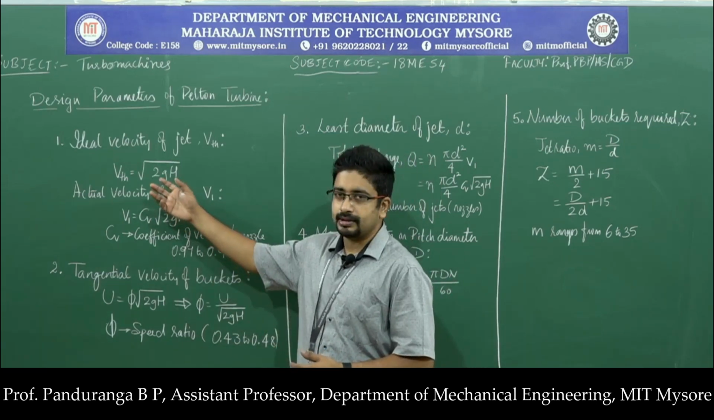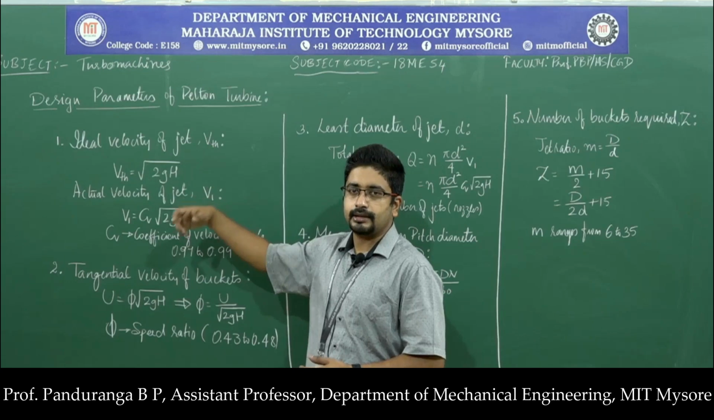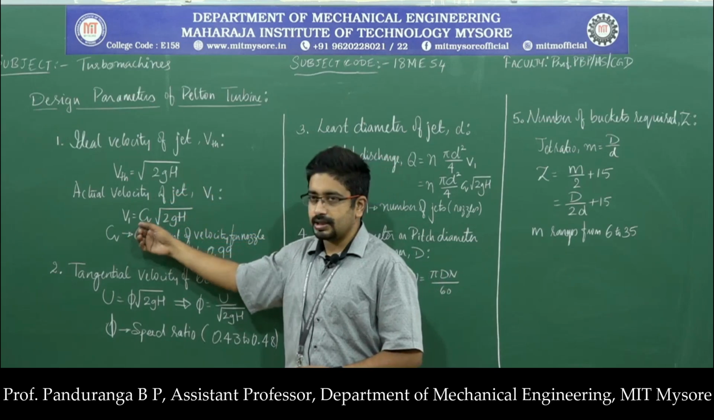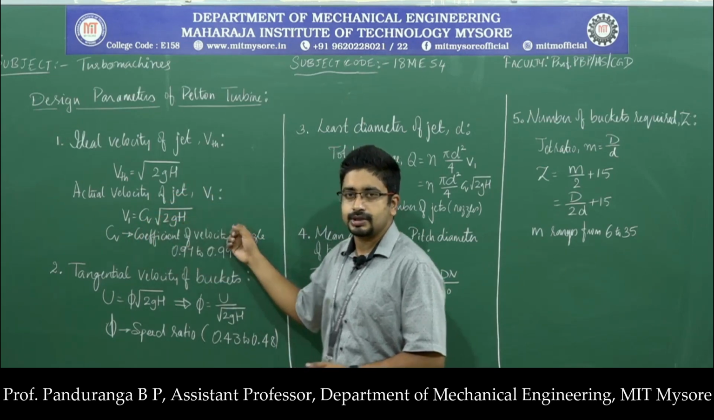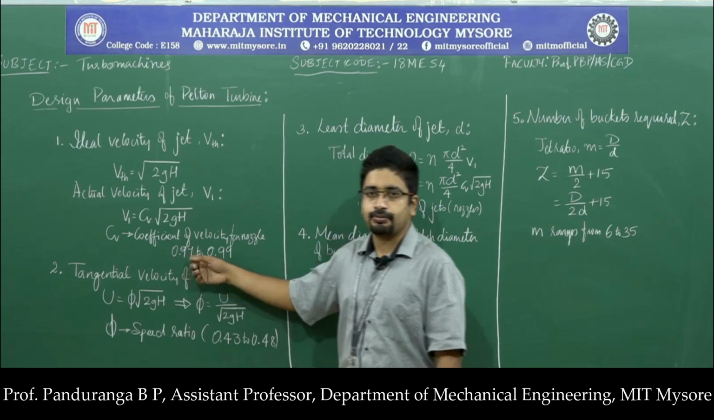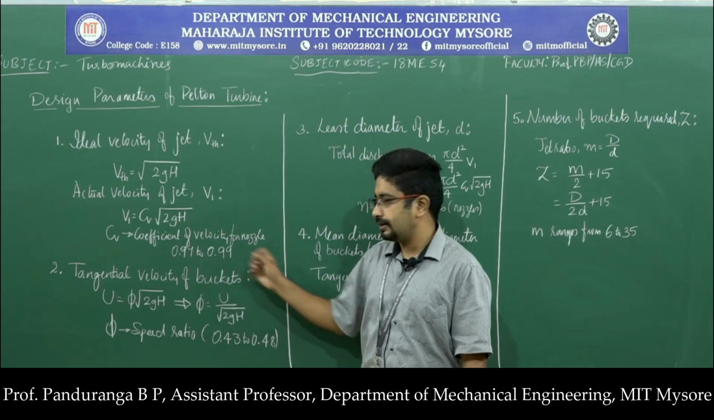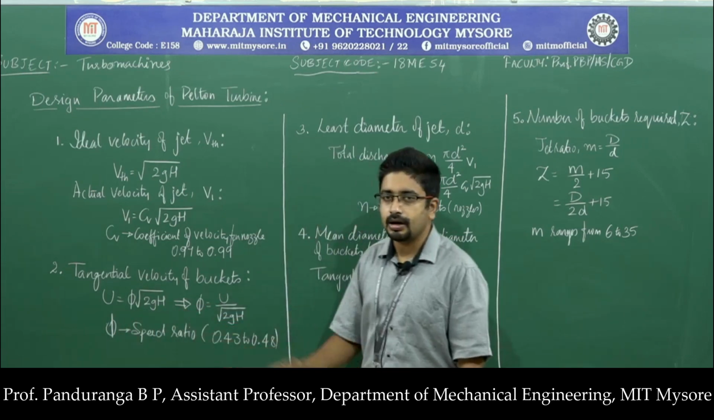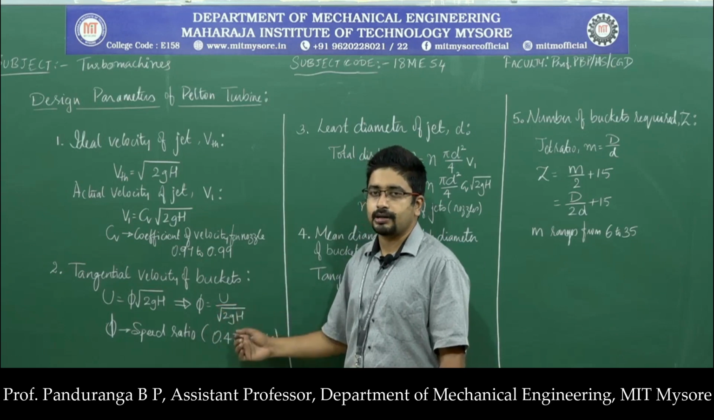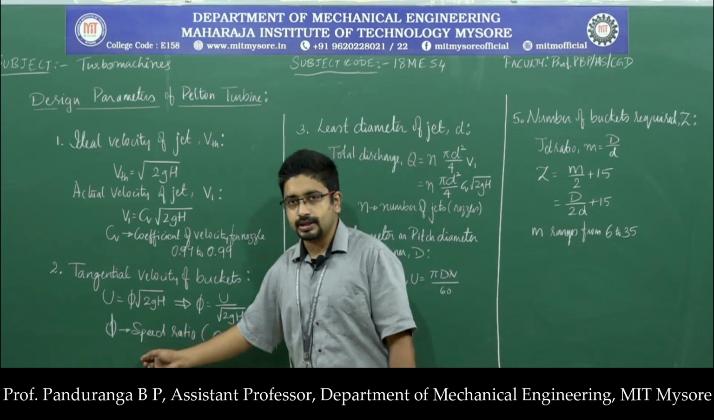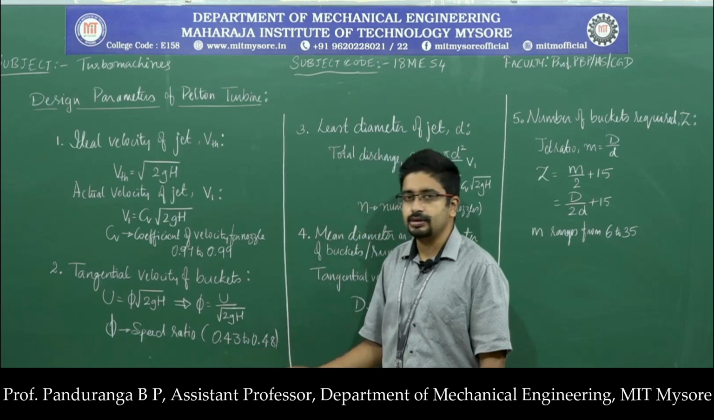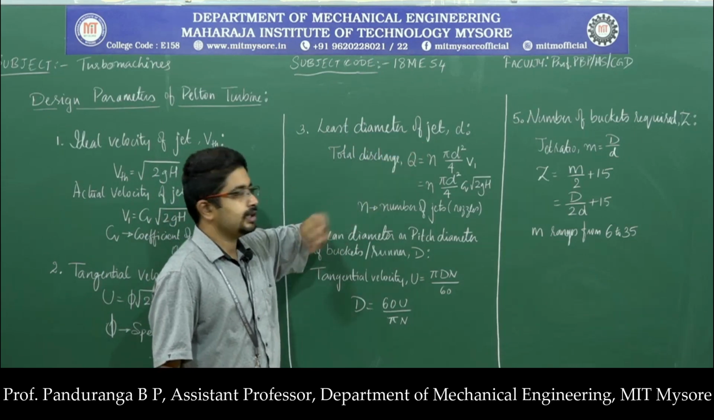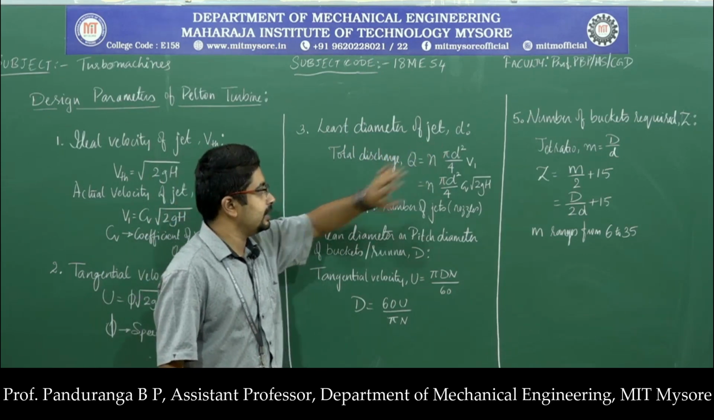So the major parameters are the theoretical velocity and the actual velocity. Theoretical velocity is root of 2gh, actual velocity is v1, which is cv into root of 2gh, where cv will be in the range of 0.97 to 0.99, and the tangential velocity is given by phi into root of 2gh, or the speed ratio phi will be given by u divided by root of 2gh, and the speed ratio will be in the range of 0.43 to 0.48.